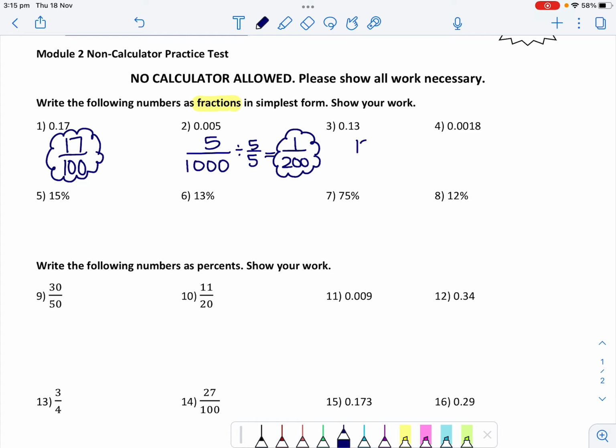0.13 is going to be 13 over 100, and that cannot be simplified. And 4 decimal places is going to be over 10,000, so it's going to be 18 over 10,000, and then I'm going to divide by 2, so 9 over 5,000.